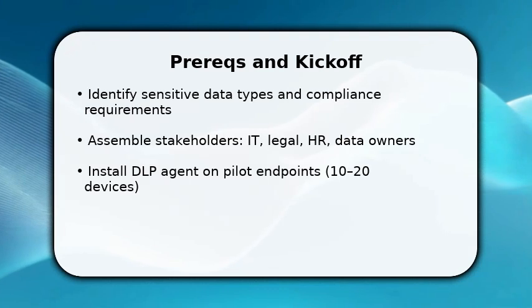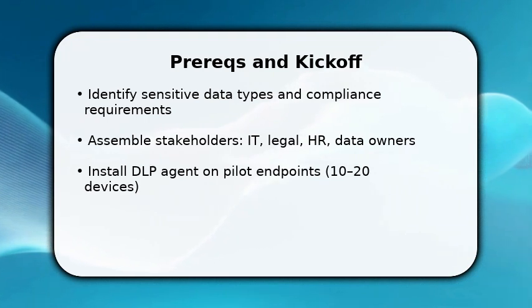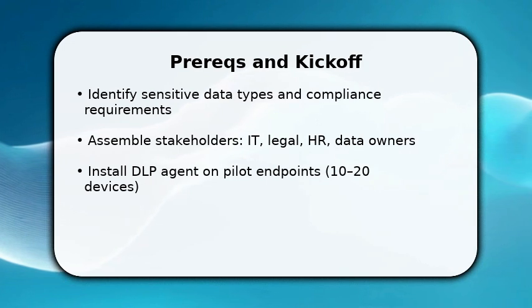You start by confirming prerequisites: data inventory, policies, and stakeholder buy-in. Next, choose a pilot scope and deploy agents to 10-20 representative endpoints so you capture real behavior. Once done, enable detection-only mode to observe alerts without blocking.